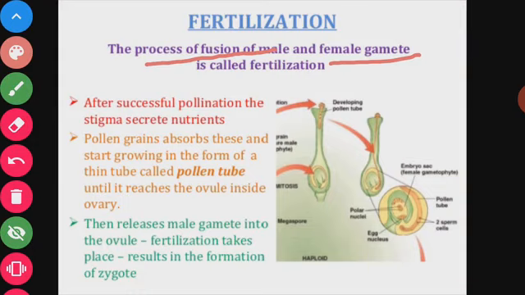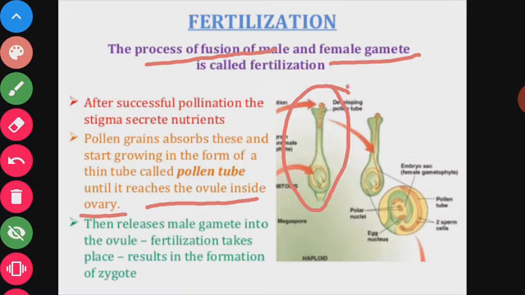After successful pollination, the stigma secretes nutrients. When pollen grains come in contact with the stigma, as you can see here in the structure, they absorb these nutrients and start growing in the form of a thin tube called the pollen tube, until it reaches the ovule inside the ovary.